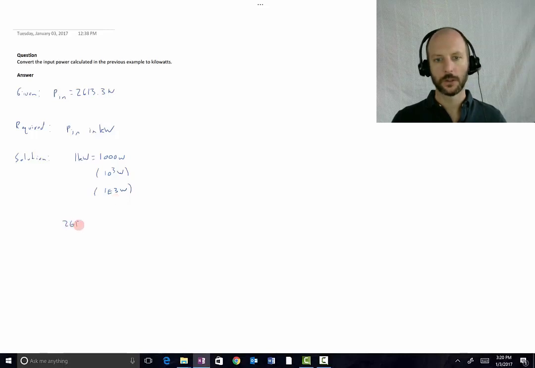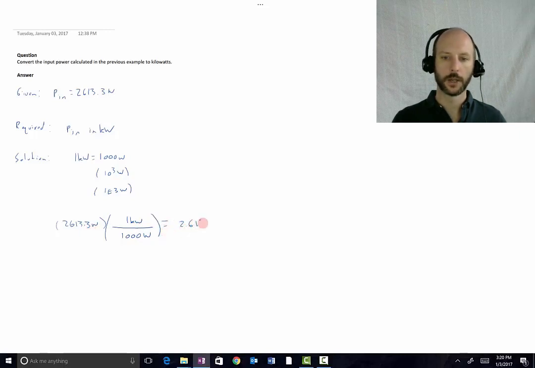So now what we need to do is just do some dimensional analysis. We need to multiply through by our fractions. So we've got 2613.3 watts, and since watts are in the numerator, we need to put watts in the denominator of our multiplicative factor. So there's 1 kilowatt divided by 1,000 watts. Now our watts cancel, and we're left with 2.6133 kilowatts.